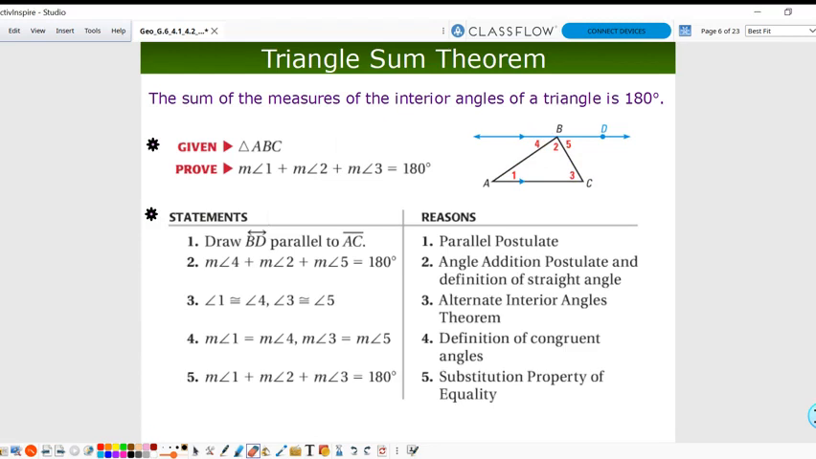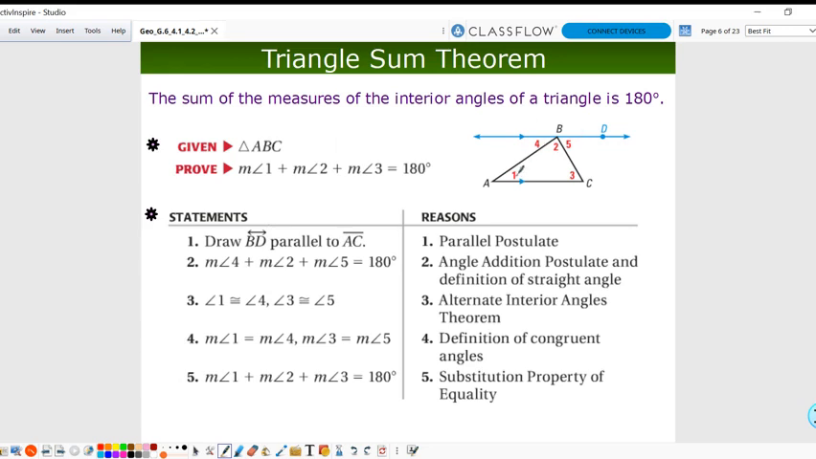Statement number 1 says draw a line BD parallel to AC. So we have this and this line being parallel. That's using the parallel postulate. Angle 4, which is an exterior angle, plus the measure of angle 2 and the measure of angle 5 have to add up to 180 using the angle addition postulate and the definition of a straight angle.